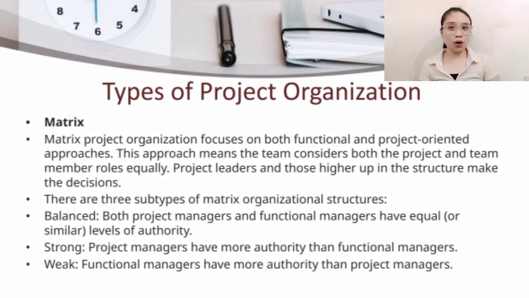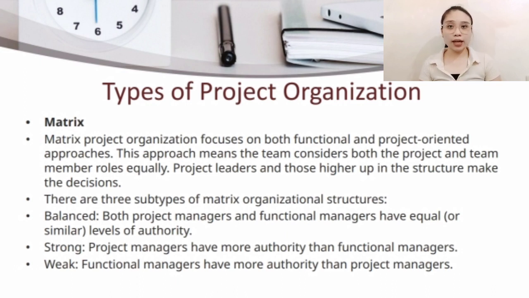Next is strong. Project managers have more authority than functional managers. With this, the project manager has most of the decision-making power over the project, while the department head has more limited authority. This creates a strong organizational structure because the project manager has full ownership over the project. The department head can oversee the project but doesn't make key decisions.